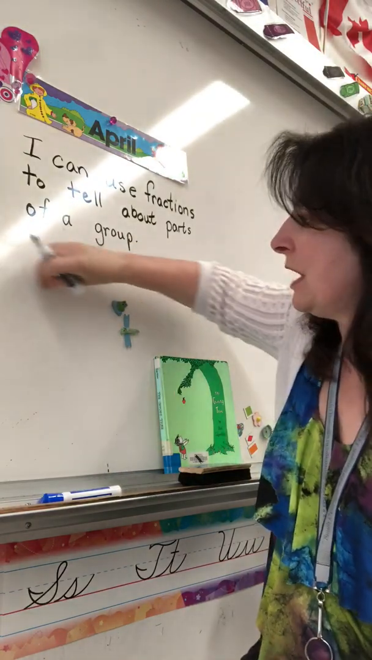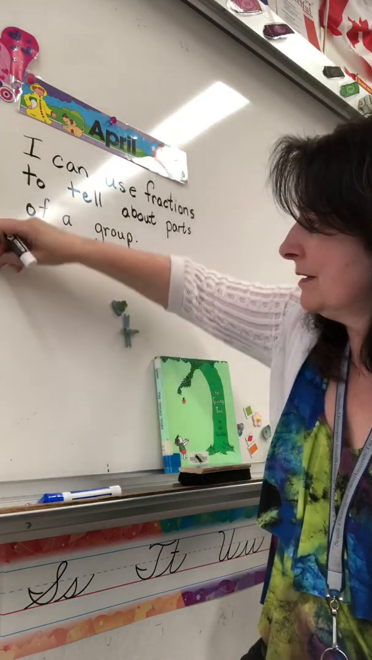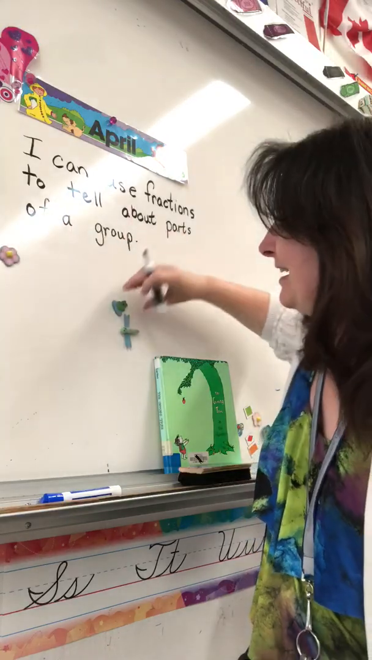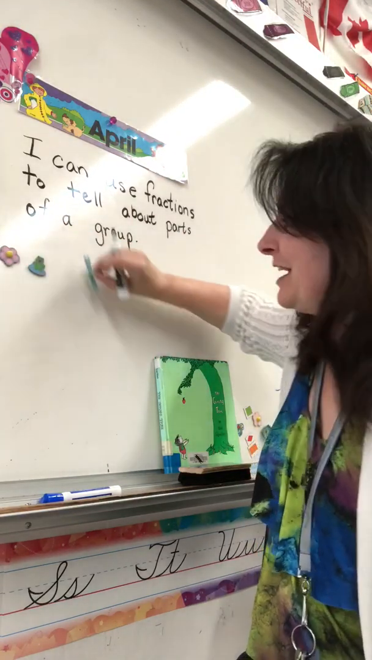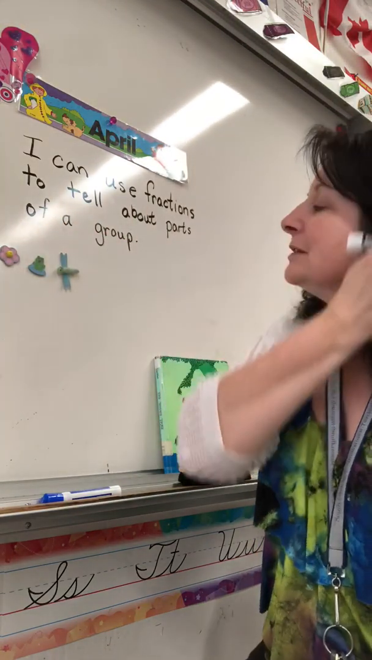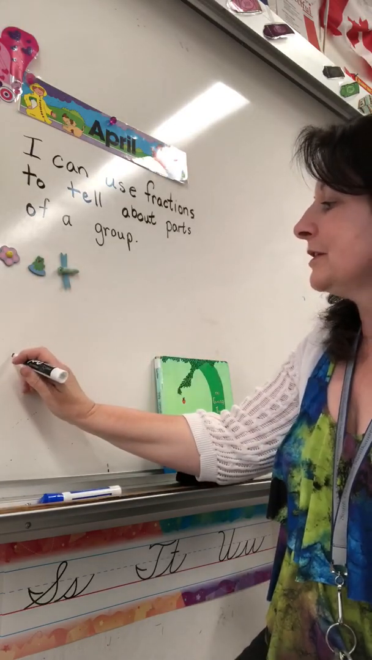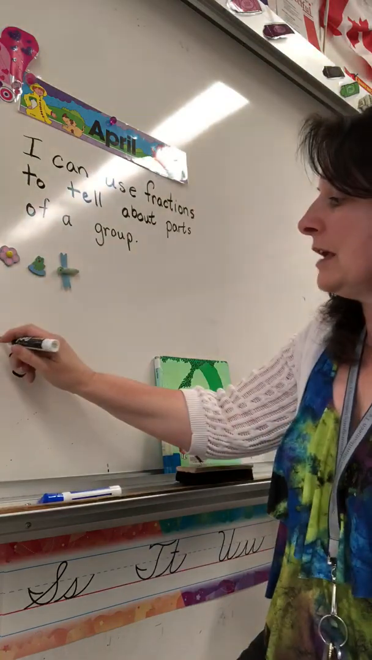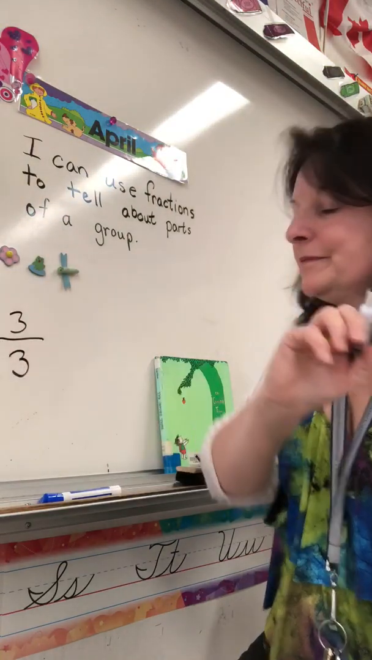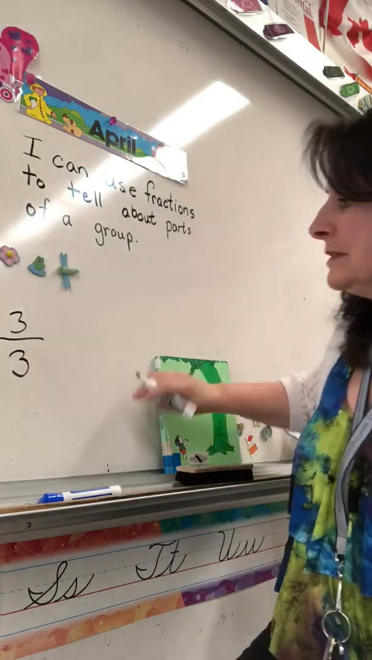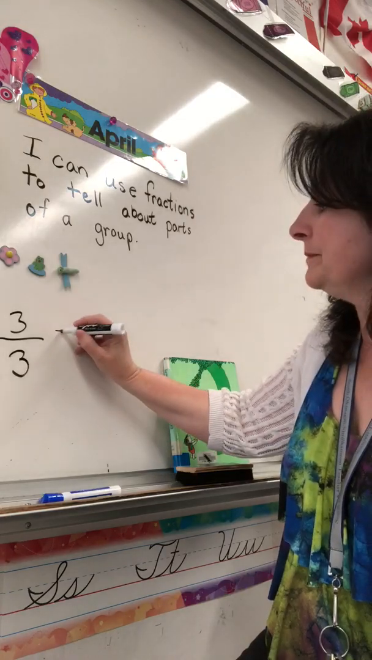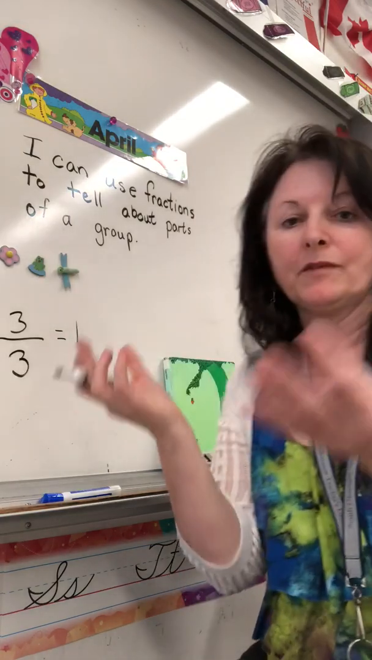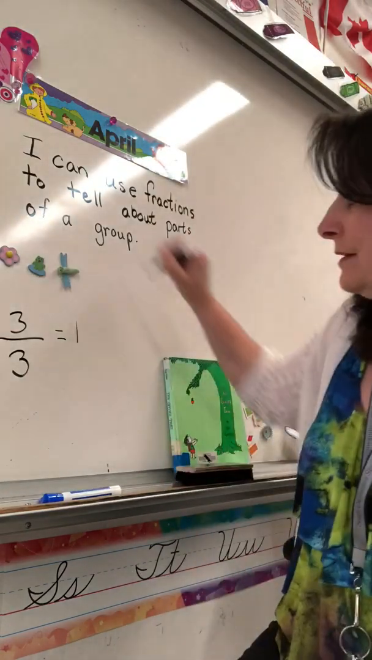So I'm going to put a flower, a frog, and a dragonfly. And I'm going to notice that I've got three objects here. If I have all of them together, it would be 3 out of 3, which, with fractions, means it's equal to 1. If I'm going to have all of them, that's my whole group right there.